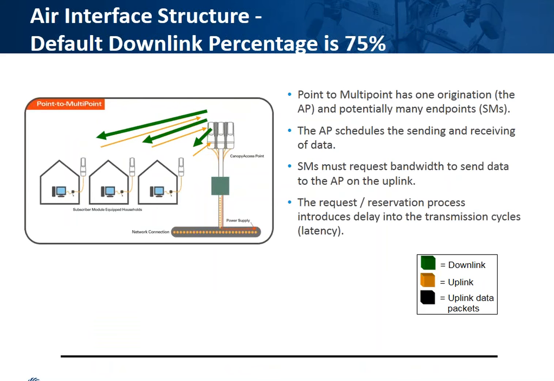By default, the downlink percentage is set to 75%. Most WISP operators will operate this at 70 to 75% for the downlink. And again, that's because most operators like an asymmetrical package deal for their customers.